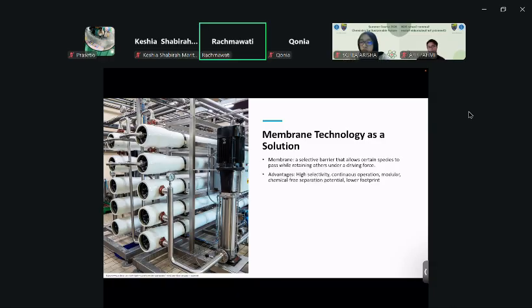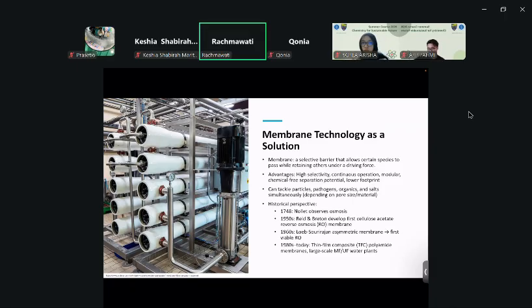And then the advantage of using membrane is, of course, its high selectivity, and it can undergo continuous operation, can be modular, and it can also be a chemical-free separation with a lower carbon footprint. They can also remove particles, especially small particles, pathogens, viruses, small organic molecules, and even salts, if we are using a membrane with very small pores. So it's quite a good method.